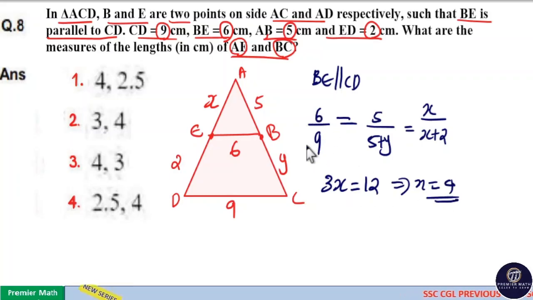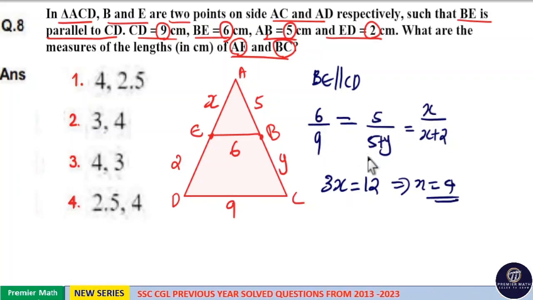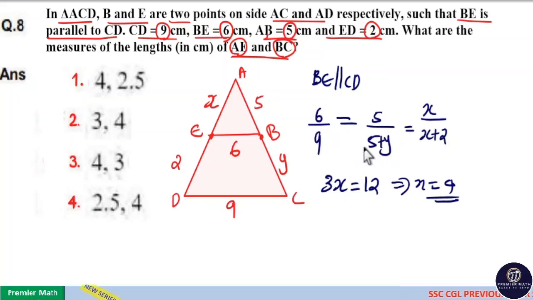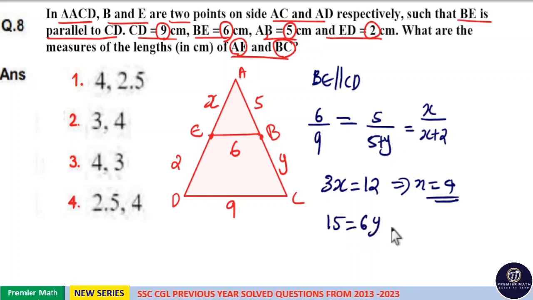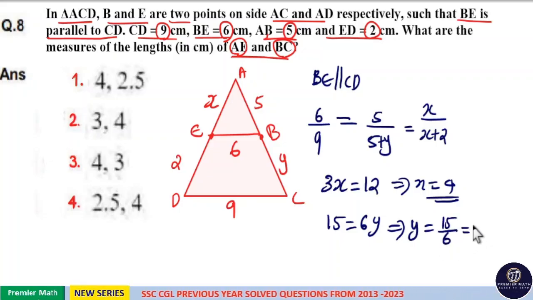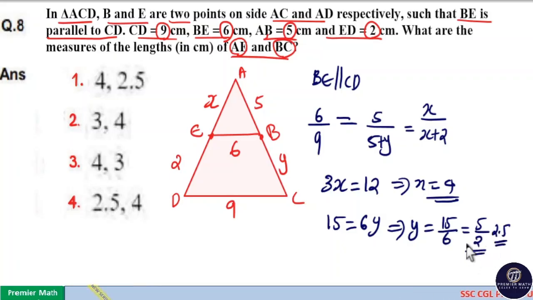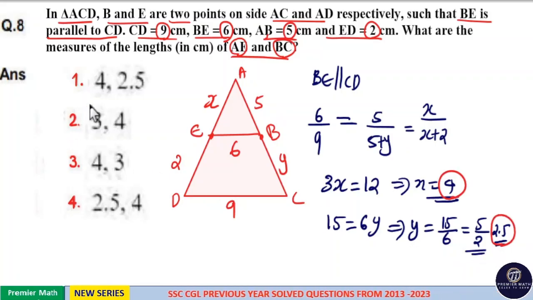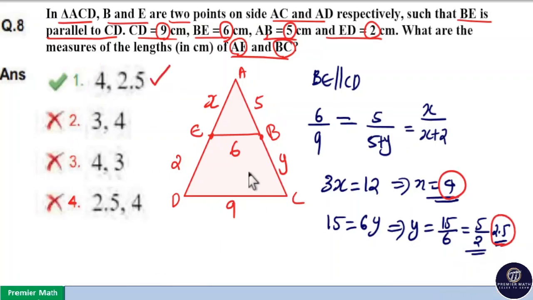Same way, if I equalize 6 by 9 with 5 by 5 plus Y, 30 plus 6Y is equal to 45. So 15 is equal to 6Y, means Y is equal to 15 by 6, which, if I divide it with 3, 3 goes 5 times in 15, 3 goes 2 times in 6, is equal to 2.5. So X is equal to 4 and Y is equal to 2.5. Option 1 is your answer.